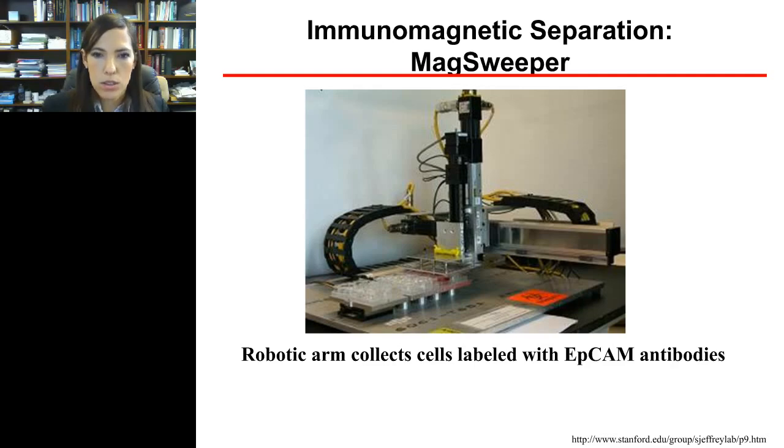Another one, and these are just examples, there are many devices that are being developed to look at circulating tumor cells. This one's known as the MAG sweeper, I believe, from a group at Stanford. They use a robotic arm to collect cells that are labeled with EpCAM antibodies. This is nice because it's very highly automated.